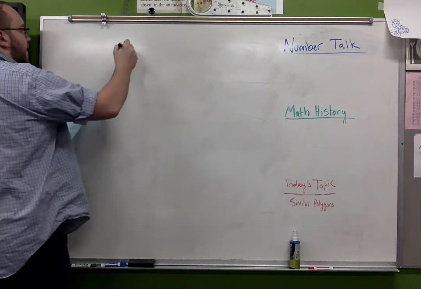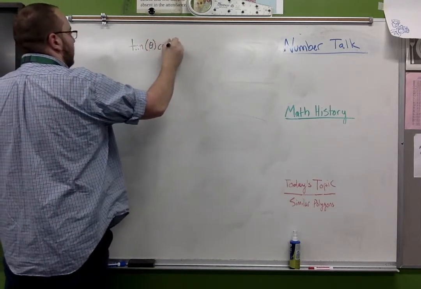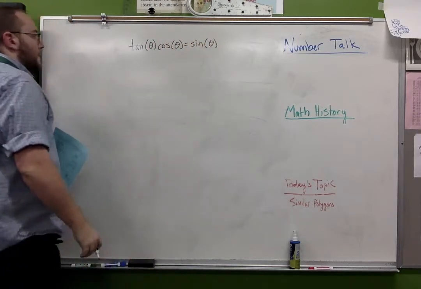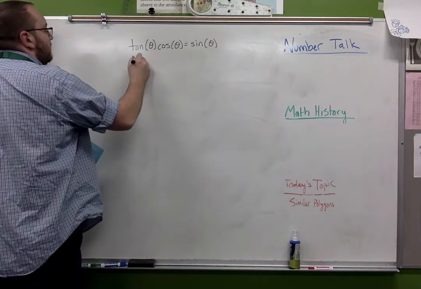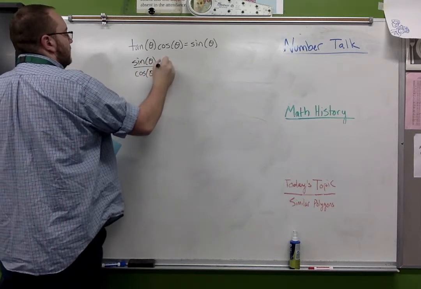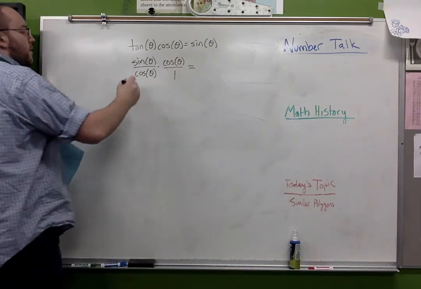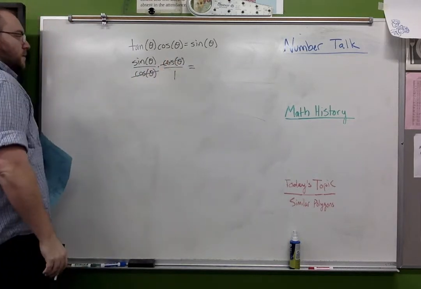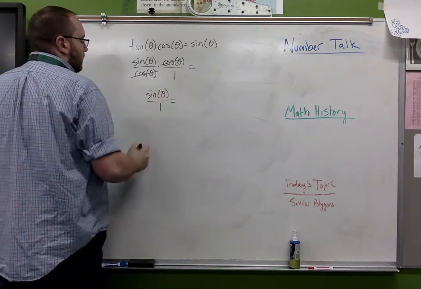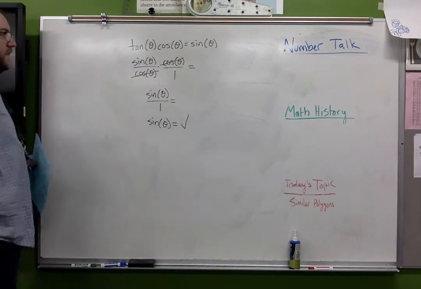Let's do this one. Tangent of theta times cosine of theta equals sine of theta. Okay, well, tangent is sine over cosine times cosine. Cosines cross reduce. We're left with sine theta over 1. Anything over 1 is itself, so sine theta. And verified. Sine is equal to sine.